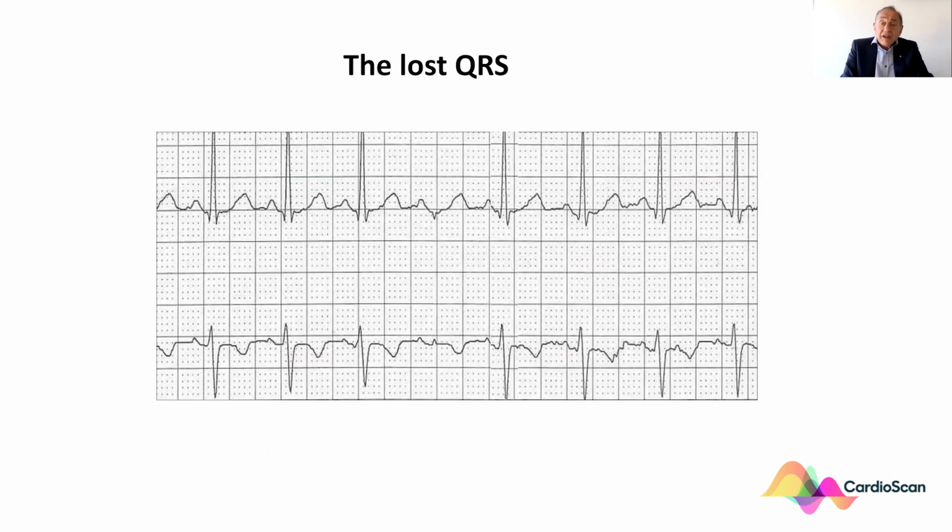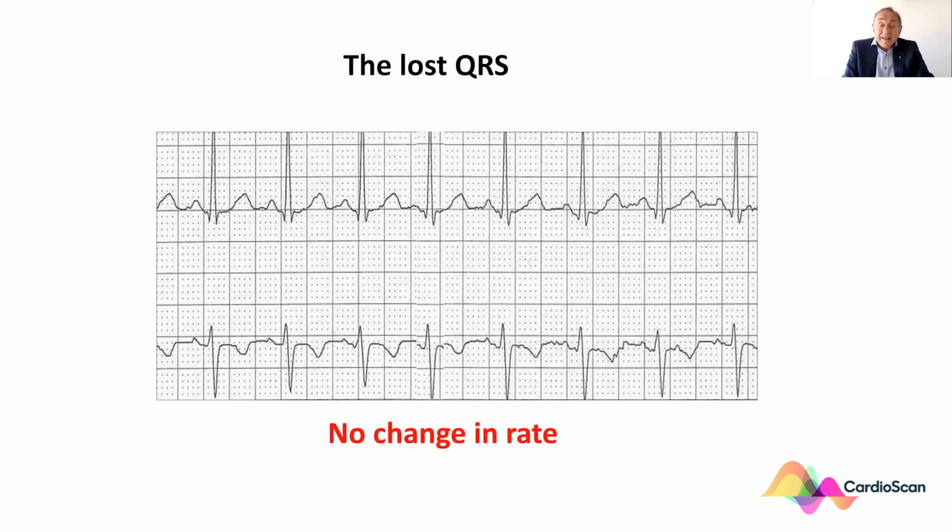Here is another lost QRS, and you can see that there is no QRS in the middle of the tracing here, whereas in every other complex there is. If one takes one of those complexes and places it there, you can see that this now looks like a normal tracing. And once again, there is no change in the rate, and there is probably electronic filtering that is causing this issue.